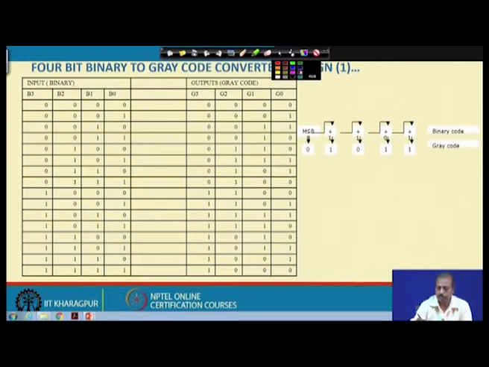Take an example here. Say the value 0000. In this column, if we write the corresponding decimal value, then for 0000 the value is 0. Then 1, 2, 3, 4. So it goes like this.